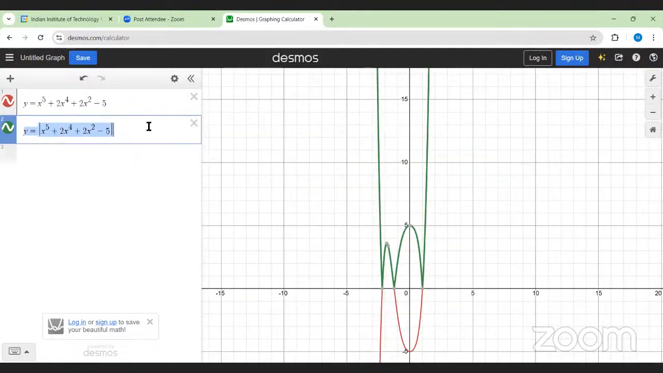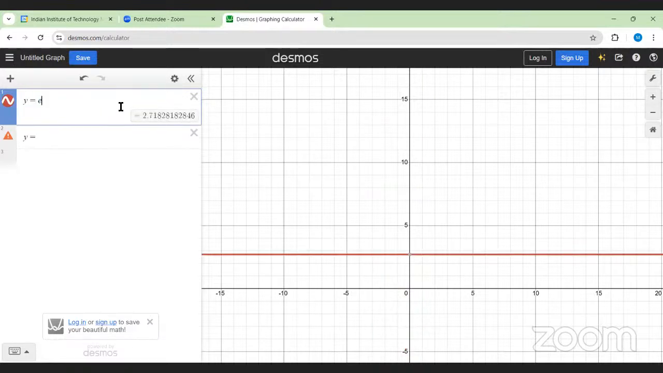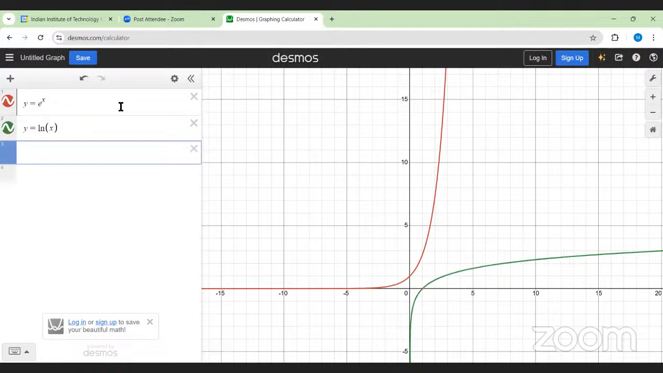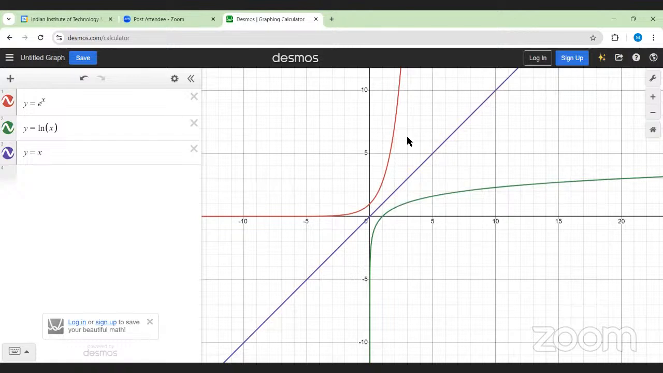And similarly for the inverse function too. So we know that e to the power x is a bijective function, which we have seen a few times. The inverse of e to the power x is ln of x. So here you observe that the inverse of e to the power x is ln of x, and that's why this green graph is actually a mirror image of this red graph about this violet line. So that's how we can compute the graph of the inverse function if we have the graph of f. Okay, is that clear?